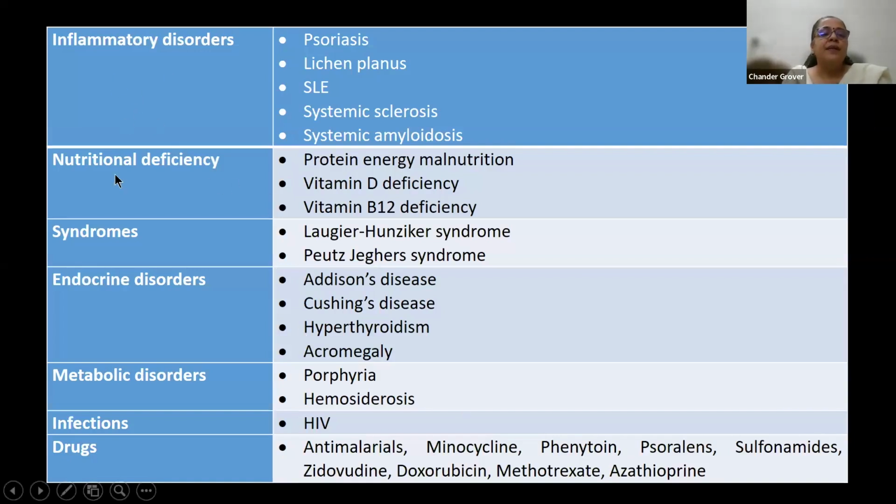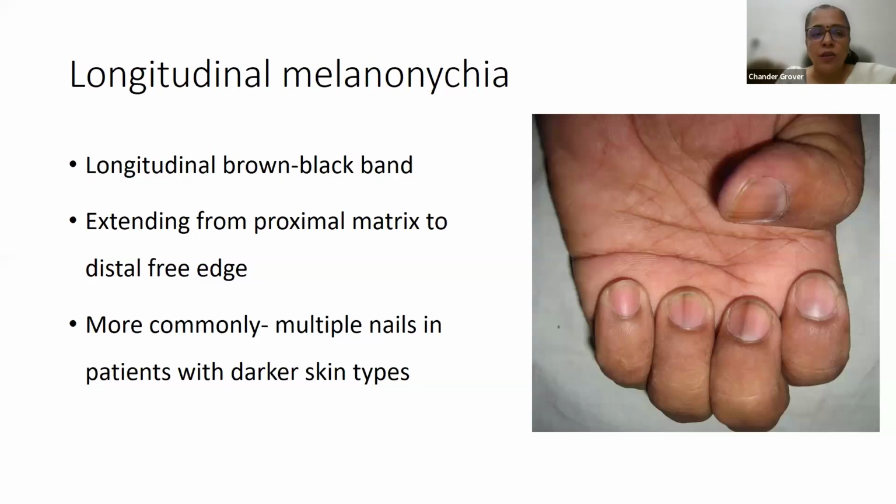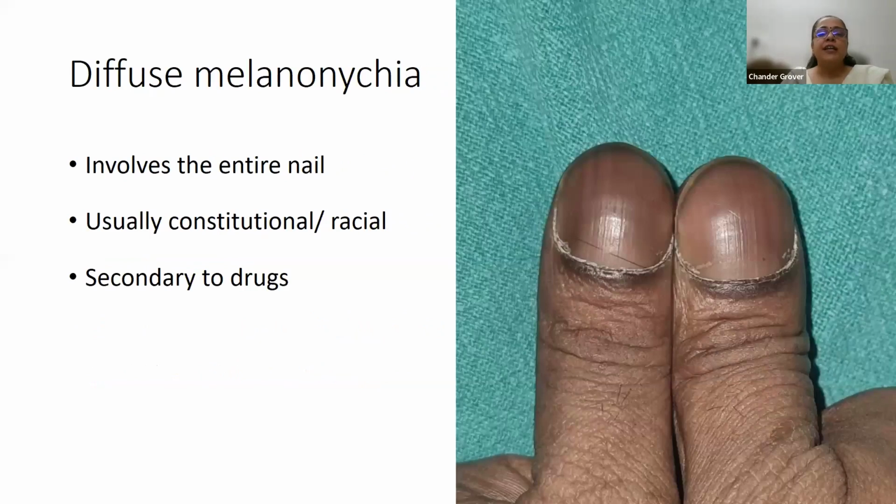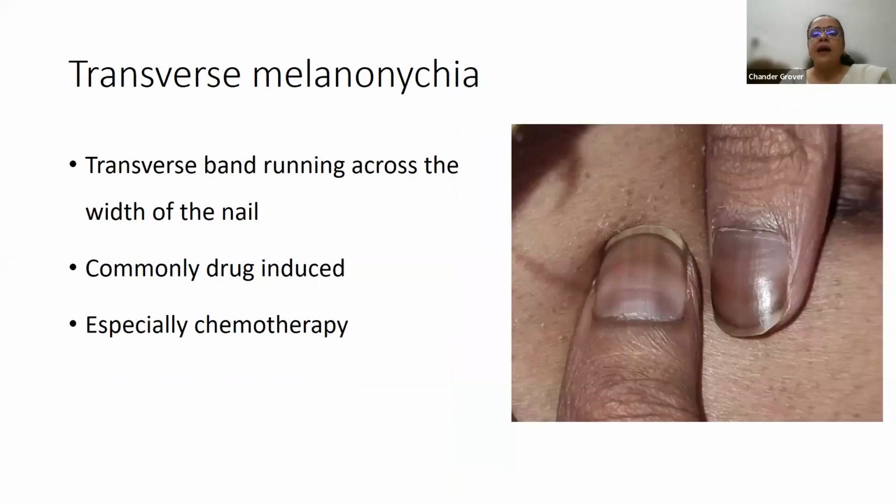You can see inflammatory, nutritional, endocrine, metabolic disorders, all are going to cause melanocyte activation, infections, drugs, leading to melanonychia. Again, it is going to have patterns. This is longitudinal melanonychia, where the band is extending from proximal matrix to the distal free edge. Diffuse melanonychia involving the entire nail, commonly secondary to drugs, and that too prolonged intake. Transverse melanonychia, again, a pattern which is commonly drug associated. You have transverse bands running across the width of the nail.